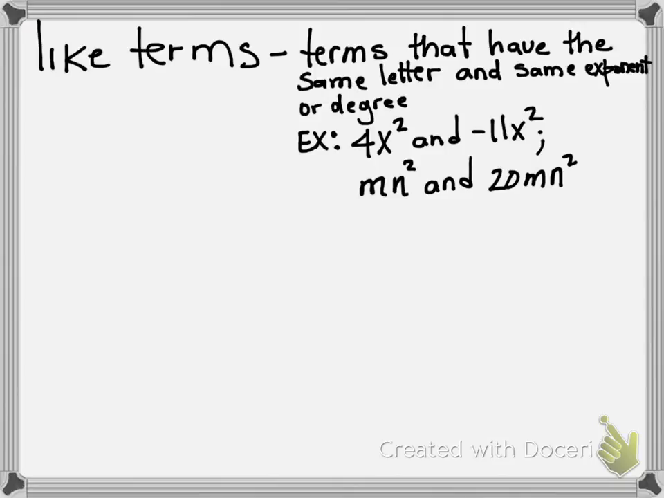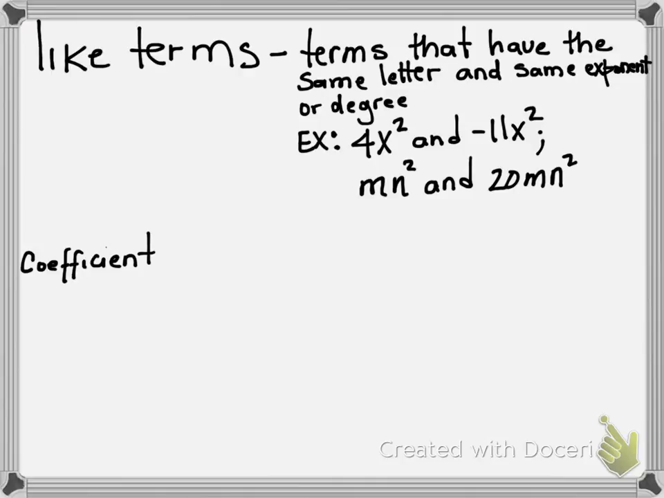And look at the second one, mn squared. The number in front of it is 1 because there's no number. And 20mn squared. Notice that they both have the same letters and the exponent 2 is only on the n in both of them, which means the letters have to be exactly the same and the exponents have to be exactly in the same place. That's what makes them like terms.